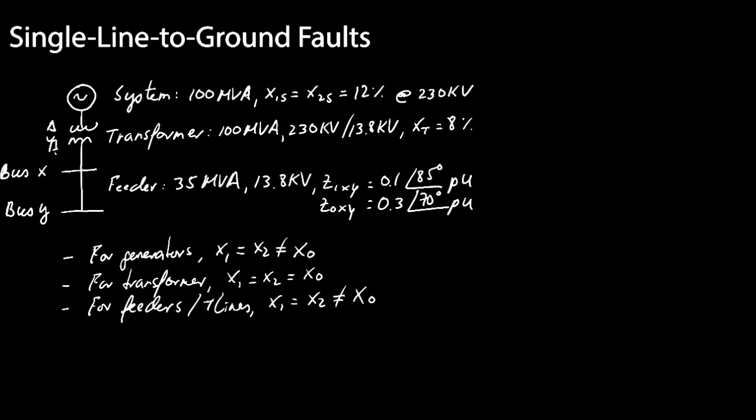Now again, the point that I'm trying to make here is that every component in the power system, whether that's a system equivalent, a transformer, or a feeder, is going to have a positive sequence impedance, a negative sequence impedance, and a zero sequence impedance. And then we can use those to build what's called the sequence networks. And then we can interconnect the sequence networks as we need to, depending on the type of fault. So as we're going to see, the sequence interconnections are going to be different for every type of fault.